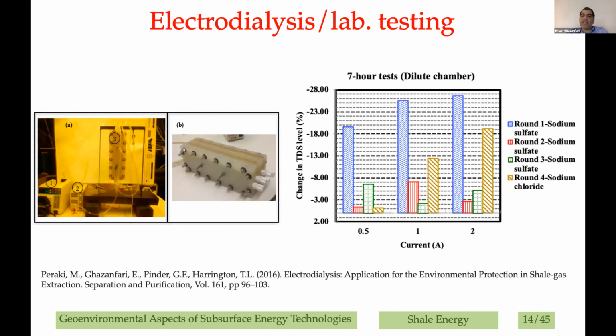You can see in all cases, the TDS level dropped by somewhere between 3 to almost 26%. We tried different variables, including the time duration, which was the most sensitive parameter. Basically, the more you apply the current, the more you can bring down the TDS level. But also, you have to do a cost analysis to ensure that this is feasible. So this was a proof of concept that we tried in the lab to see if we can use electrodialysis as a pre-treatment approach to lower the TDS level of the flowback.